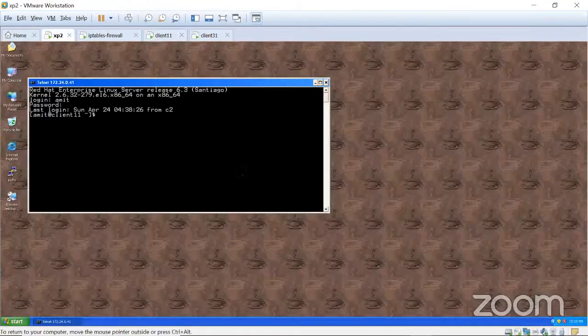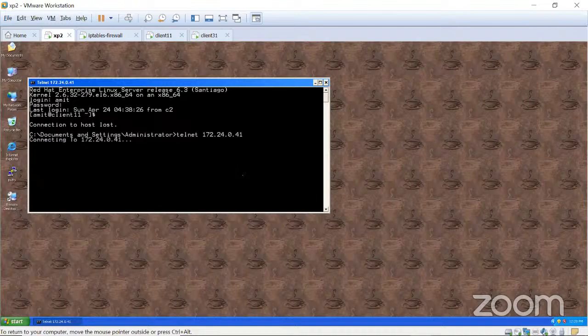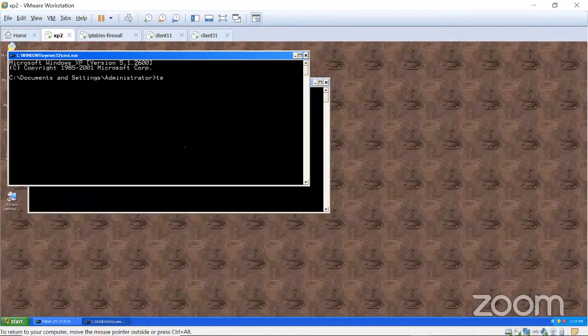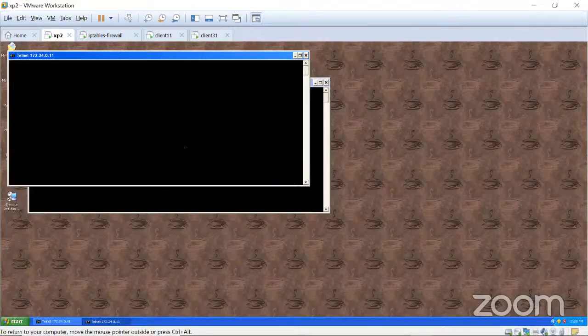Now I will try to telnet to the, sorry. In our case, what we have to do? We have to telnet to the 11 system. So I will open another terminal. Here I'm saying telnet 24.0.11. Now it will not be able to telnet because that system has written a rule saying that it will not allow. Let me relate it with a real example.